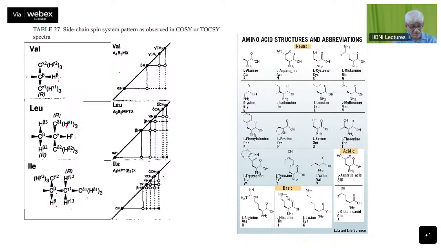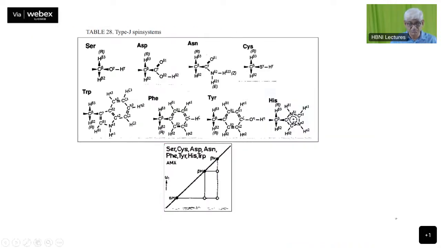So this pattern of peaks which are present here, this will allow you to identify the individual amino acid residues. And these are other spin systems once more: serine, aspartate, asparagine, cysteine, tryptophan, phenylalanine, tyrosine, and aspartate. Now we are not talking about the ring. We are talking about the alpha-beta state. All of these are called ABX spin systems because the two beta protons are there.